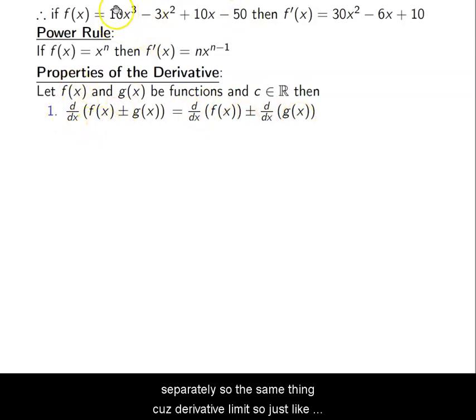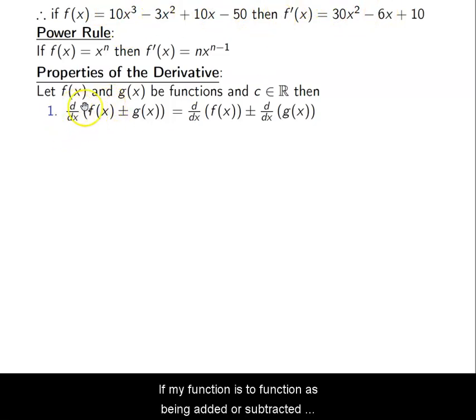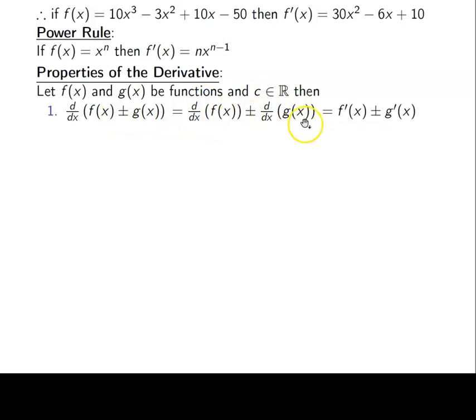So just like we did previously here, I took the derivative of this entire function, but if I look at this function as several functions being added together, I took the derivative of them separately, right? So same thing. If my function is two functions being added or subtracted, I can take their derivatives separately and add or subtract them appropriately. Right? So using our prime notation, it's the same thing.